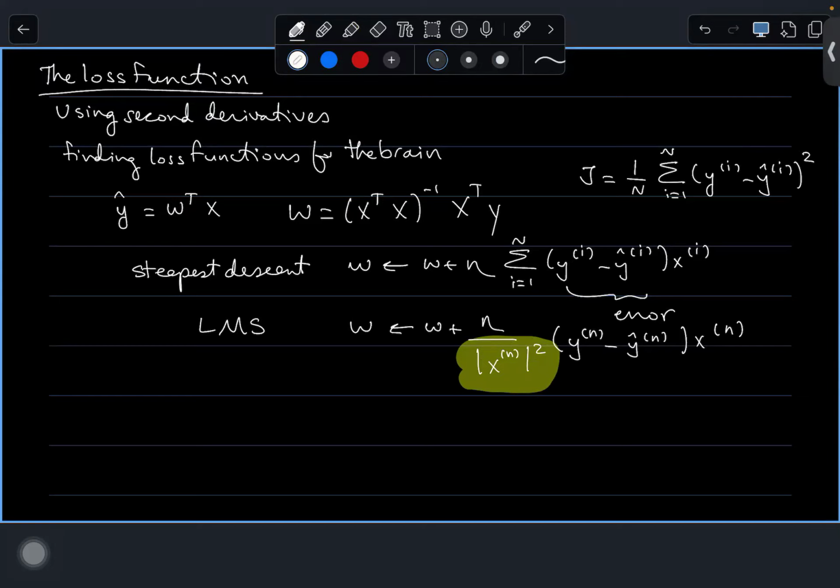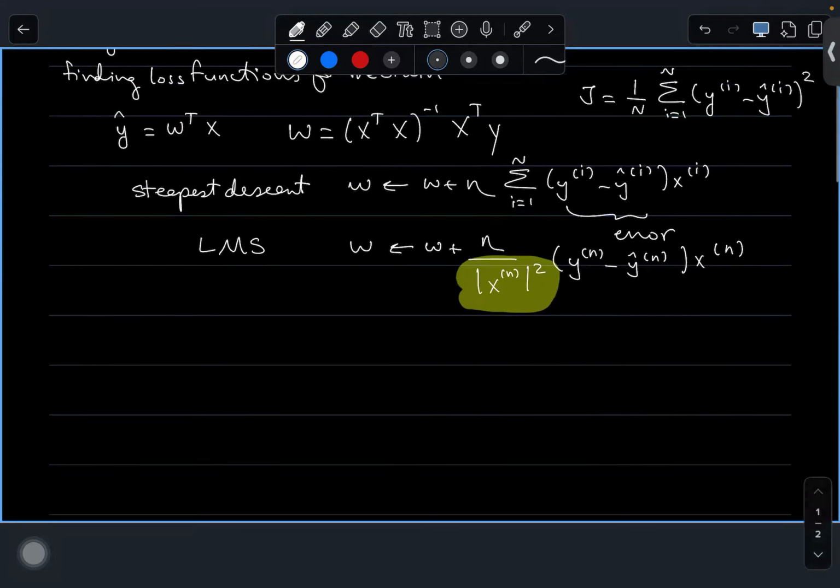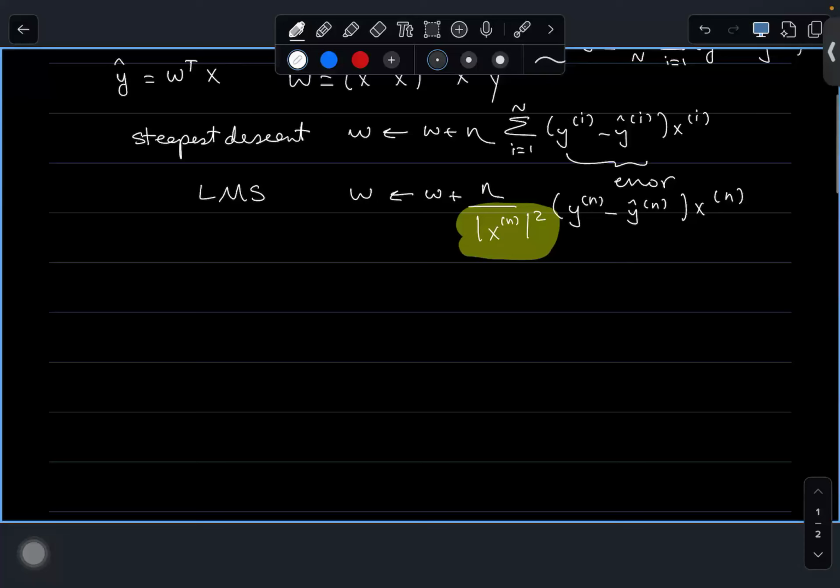And today I'm going to show you that what we're doing is that we're not just finding the first derivative, we're also finding the second derivative when we're doing LMS, and that we're dividing by the magnitude that you see in that denominator. What we're doing is that we are solving the problem so that in a single step we minimize the error. So I'm going to show you how that comes about today.